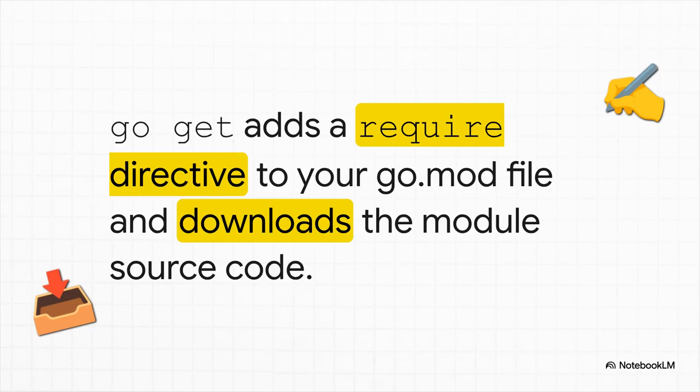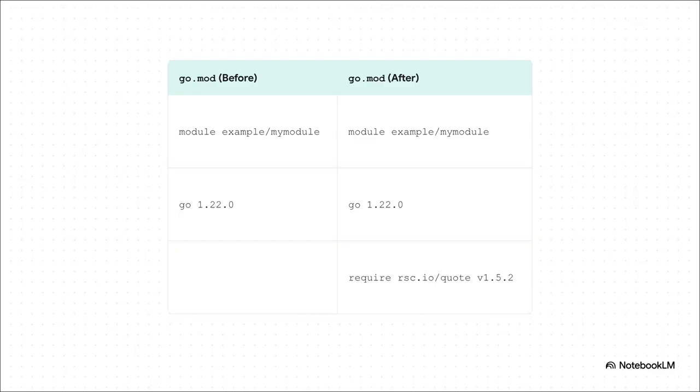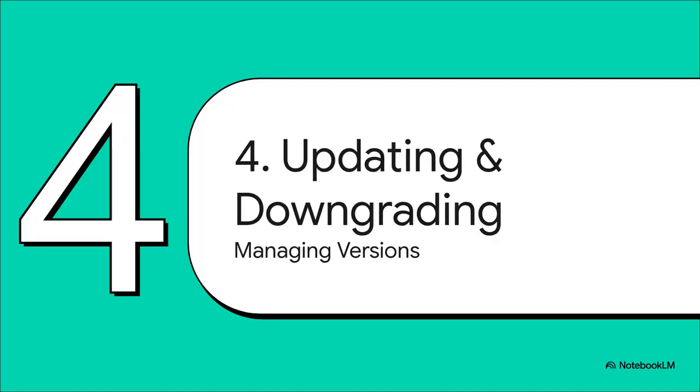So for instance, if we wanted to add this classic quote package, we just run go get followed by its module path. The Go tool is smart enough to find it, download the code, and, this is the important part, automatically update our go.mod file for us. And you can see the magic happen right here. On the left, our go.mod file was practically empty, but after running go get, look at that. We've got a new require block. That line is Go's way of saying, hey, this project now officially requires the rsc.io/quote package at this specific version. It's all tracked perfectly.